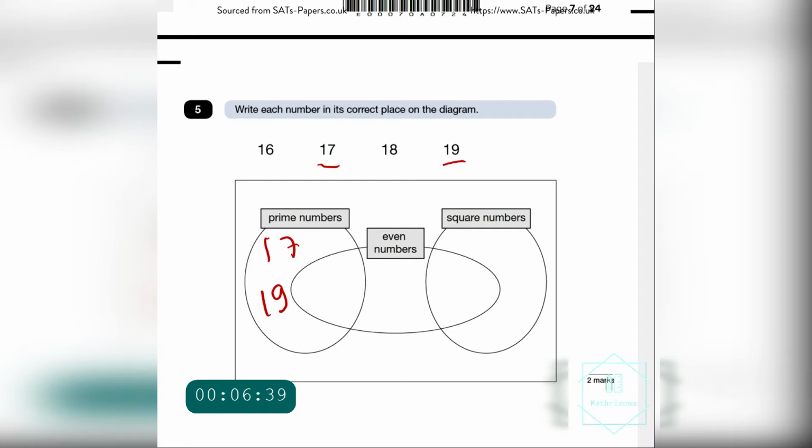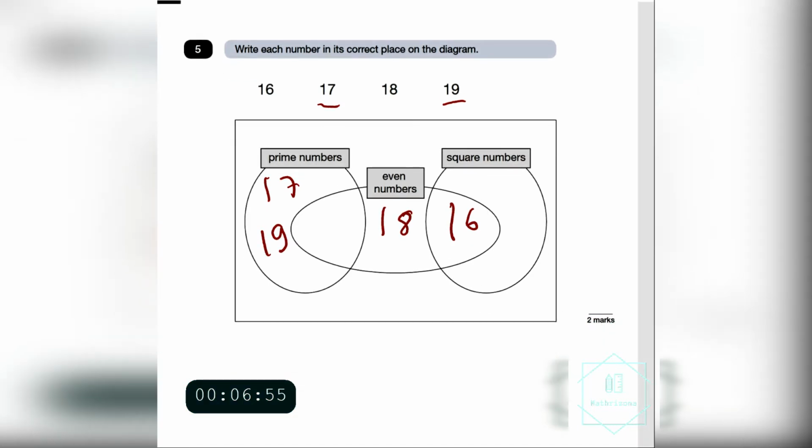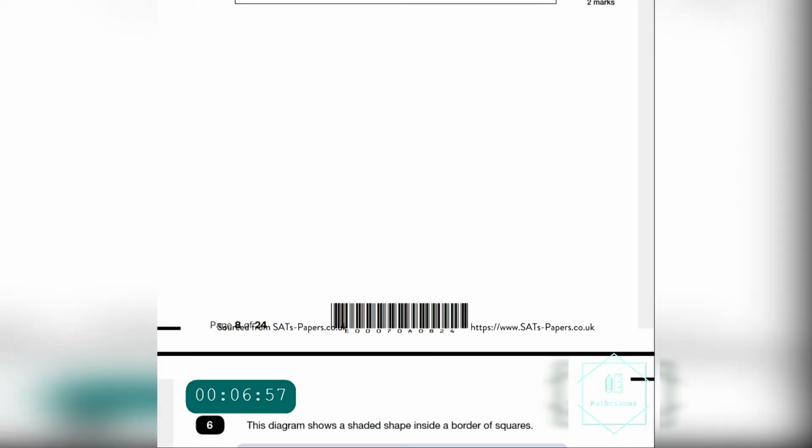but here we are asking square numbers as well. 16, we know that it's a square of 4, so 4 squared is 16, but it's an even number as well. So we can put it here. And 18 is not a square, but it's an even number. That can come here. Okay, let's move to the next question.